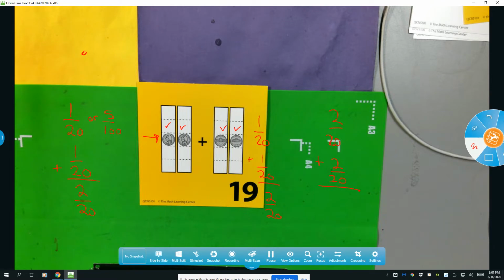Add these fractions up. Remember, we do not add denominators, so all we have to do is add those numerators and slide the denominators down. So 2 plus 2 is 4. Slide down the 20. And we have 4/20ths. Now, 4/20ths can be reduced. So I'm going to erase this really quick. And I'm going to say 4/20ths. Sorry about that.